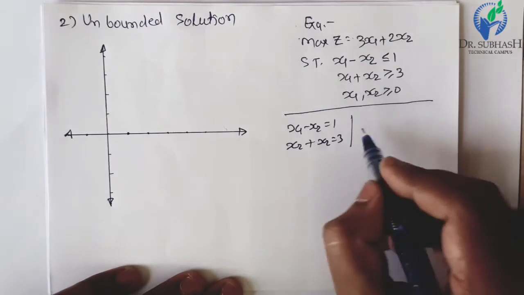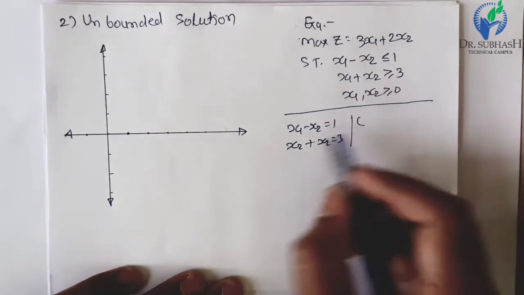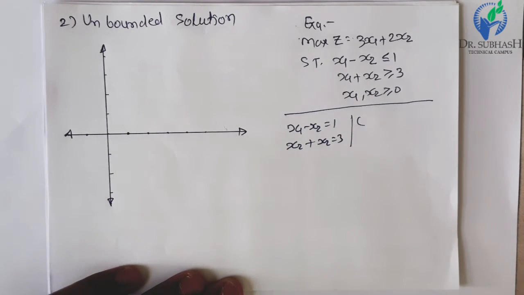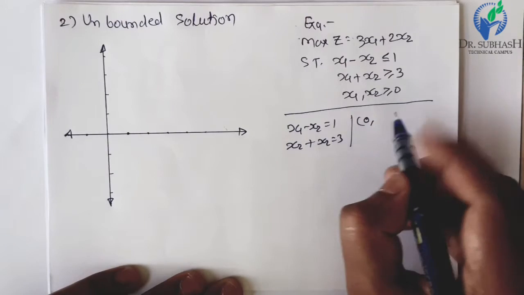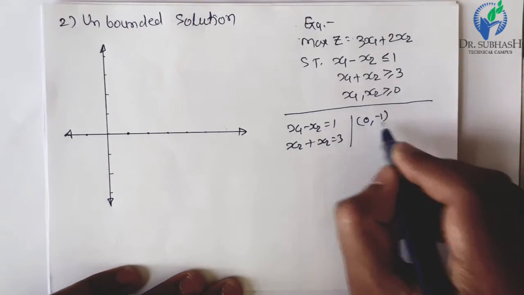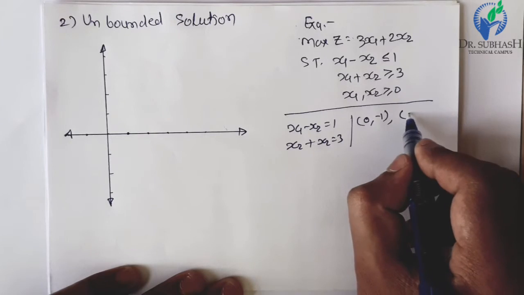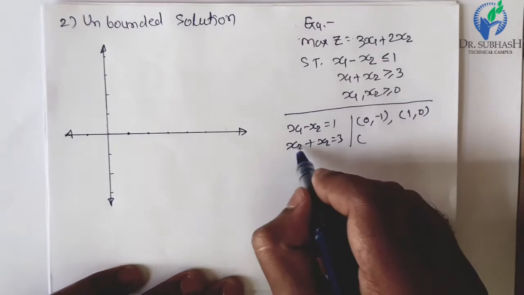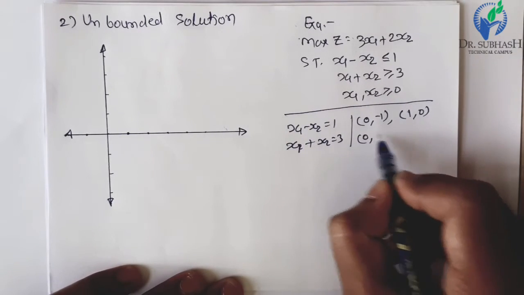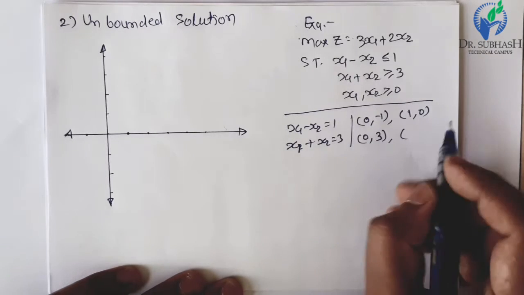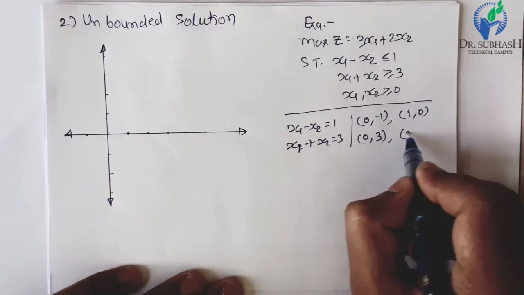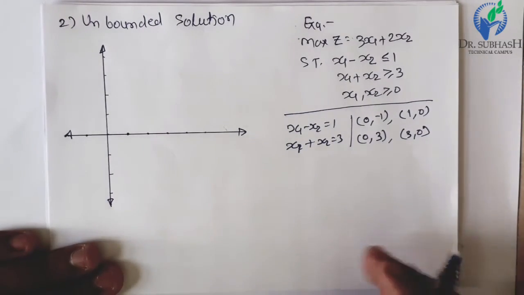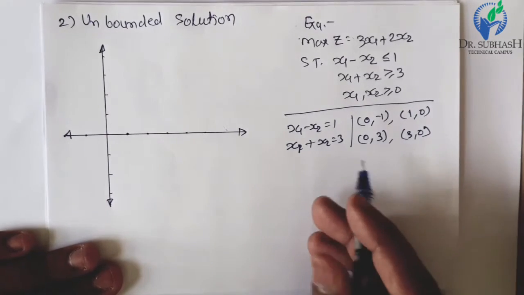So for these two constraints, let's take a coordinate which must lie on this line. Say the very first is here: if we put x1 equal to 0, then we get the value of x2 as minus 1. And if we put x2 equal to 0, then we get x1 as 1. So 1 and 0 for the first constraint. For the second constraint, if we put x1 equal to 0, x2 equals 3, and if we put x2 equal to 0, we get the value of x1 equal to 3. So we get these two equations, and the last is the non-negativity equation, so no need to consider it at this moment.